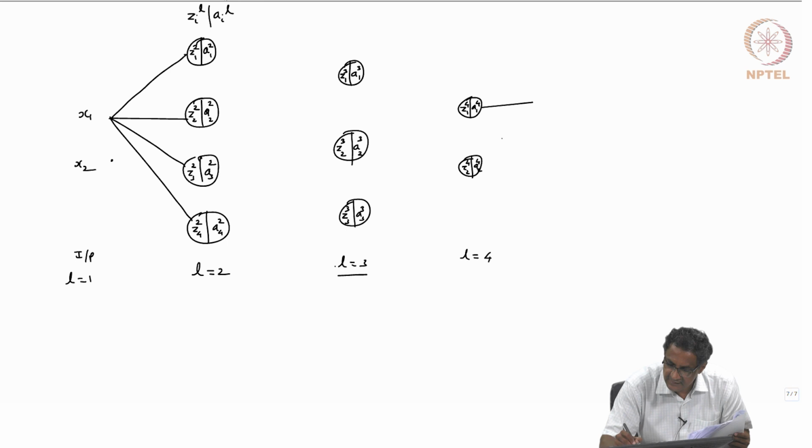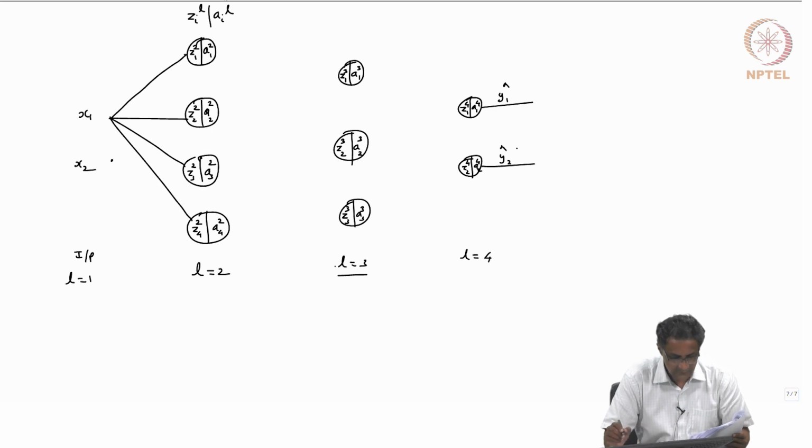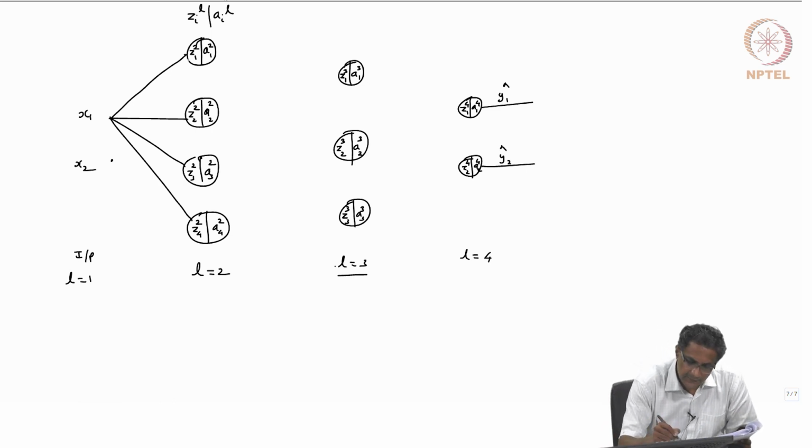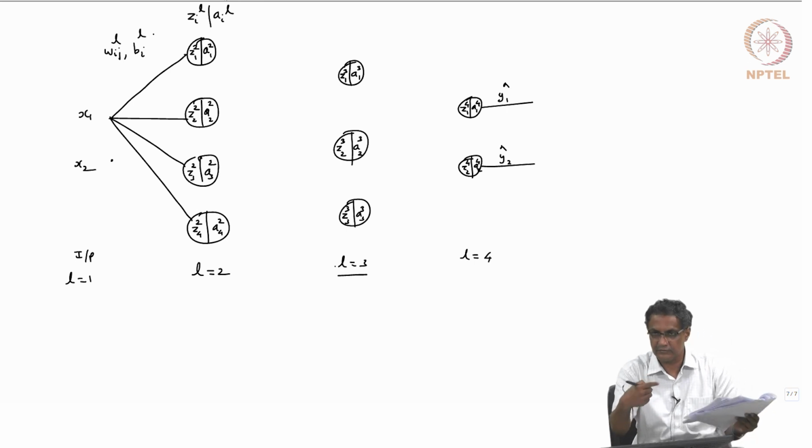And then let's call this the output. Let's call this Y1 hat, and this Y2 hat. And then this weight. So this is the first neuron, right? Let's call this W. Each of these branches' weights will be like W_ij^L, and the bias we will indicate as B, B_i^L, where i is the first neuron, second neuron, and so on.